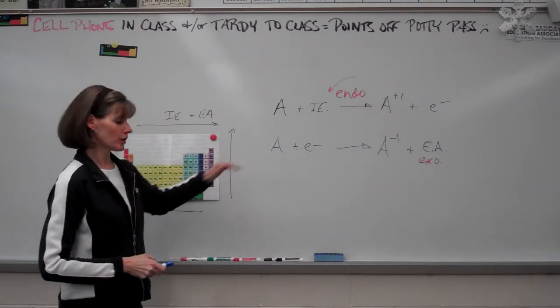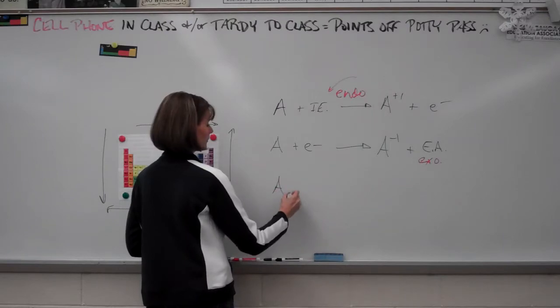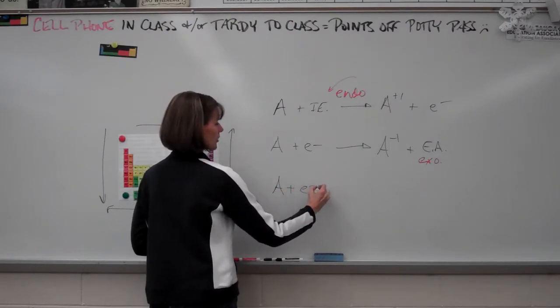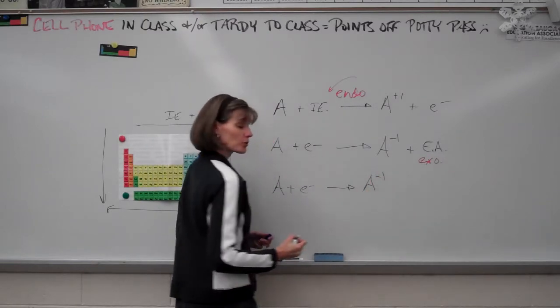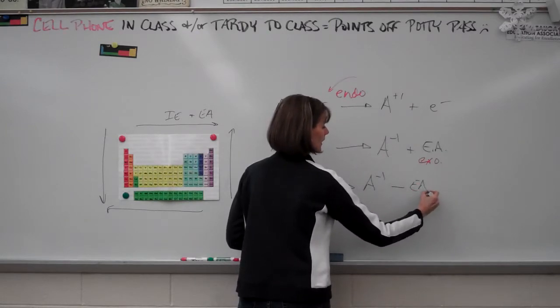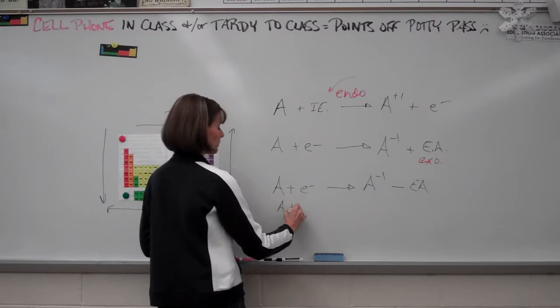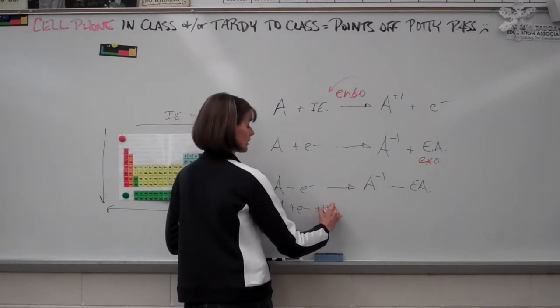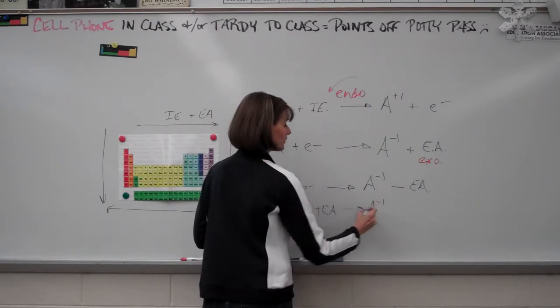The other version of this is the atom plus the electron forming the -1 ion minus energy. And that's really the same as saying the atom plus the electron plus affinity energy forming the -1 ion.